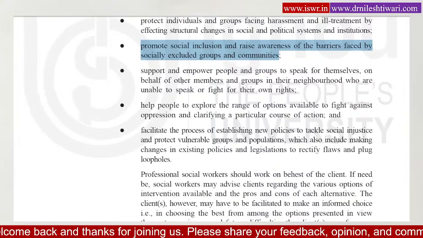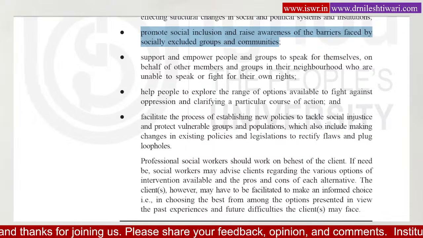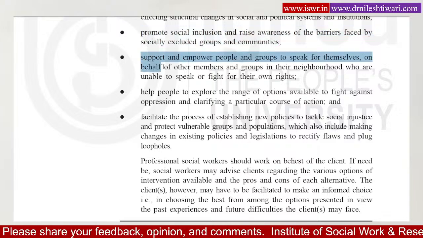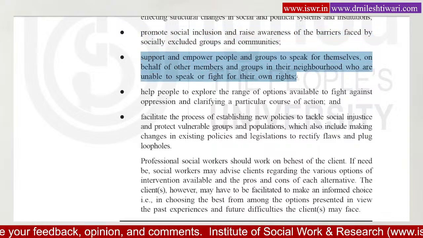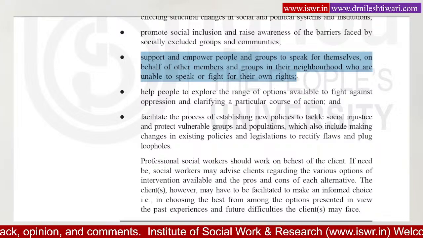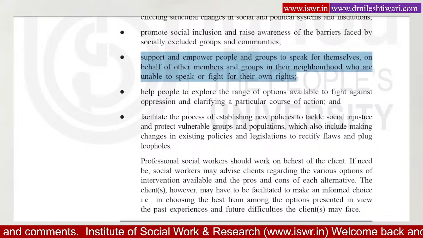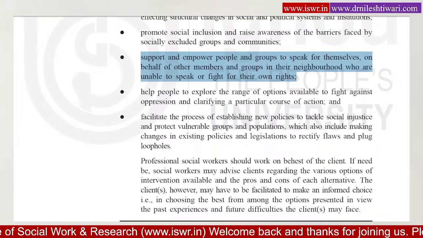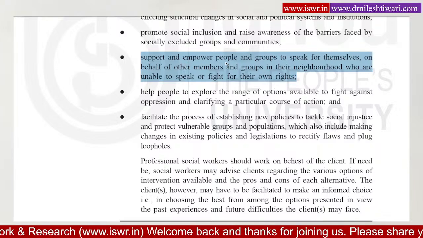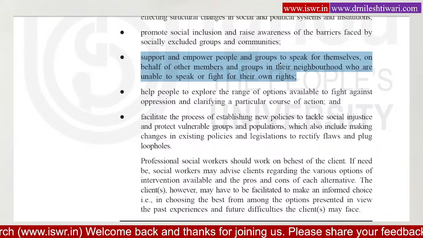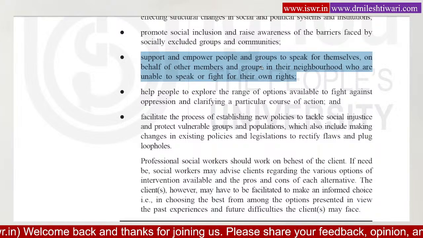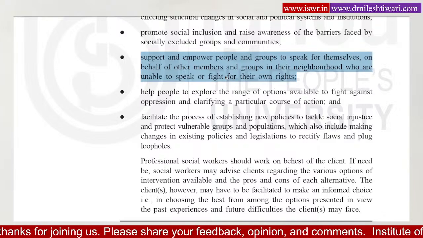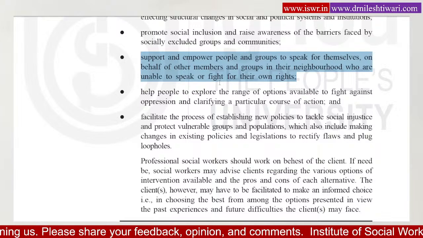So as a social worker, we need to become the voice of our clients, right? Because advocacy is all about speaking for those who are not capable of doing it themselves, not capable of raising their voice, right? So support and empower people and groups to speak for themselves, on behalf of other members and groups in their neighborhood who are unable to. This is the point which I discussed, right?